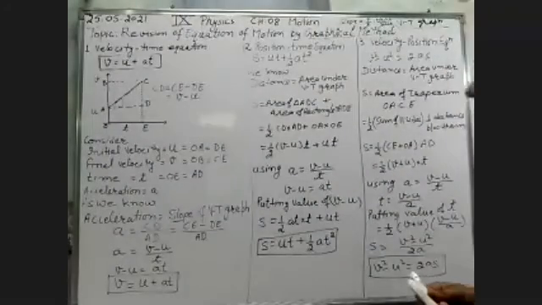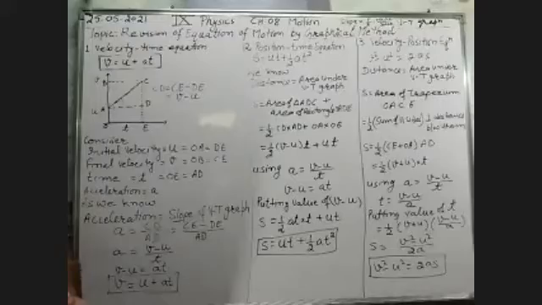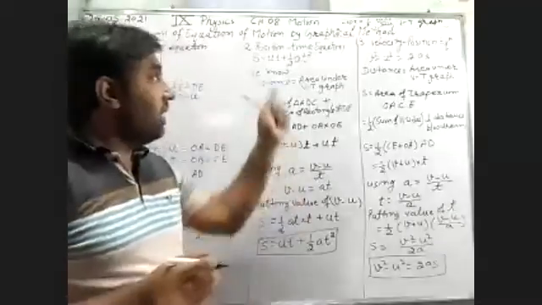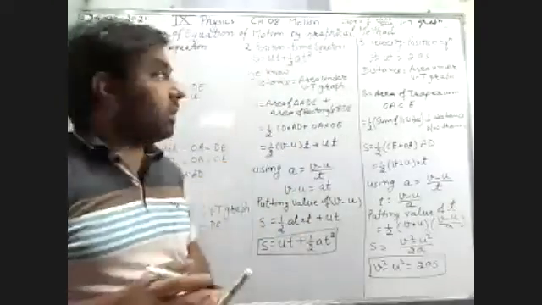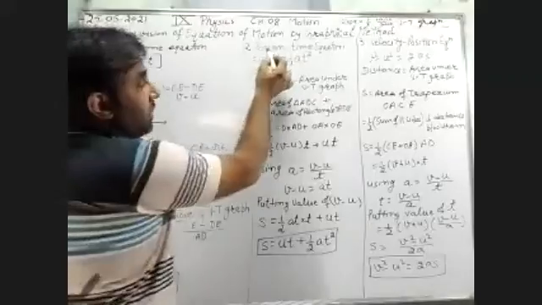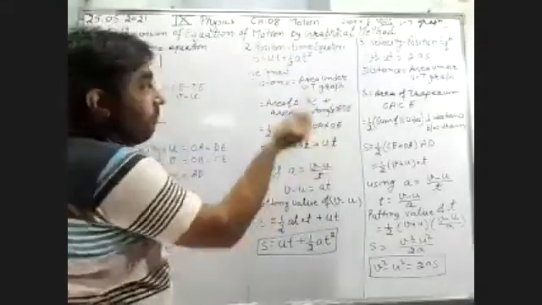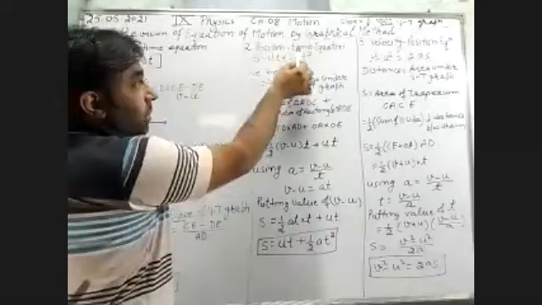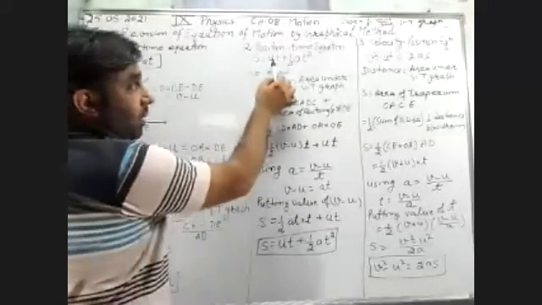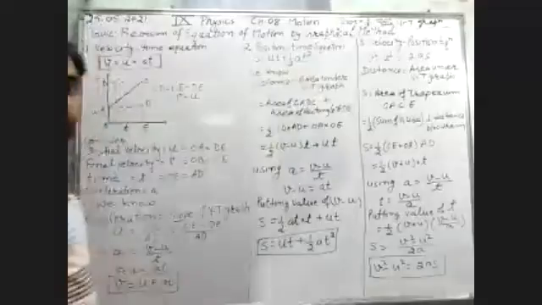Now the second equation of motion. The second equation of motion is known as the position time equation, also called the distance time equation. So the second equation is S is equal to ut plus half at square.